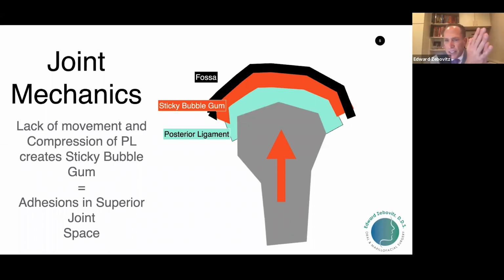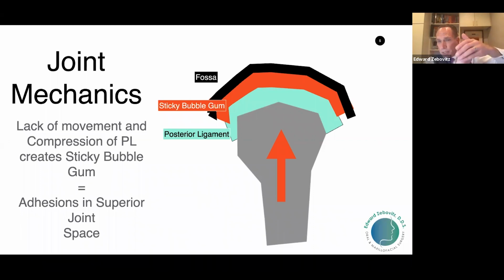And I affectionately describe it as a sticky bubble gum. So you end up getting this suction cup effect. And if it stays here too long, you get sticky bubble gum between the two surfaces. That sticky bubble gum is analogous to adhesions or severe joint space adhesions or scar tissue, for lack of a better term. So does that make sense? We squish really hard, and when we squish really hard, we squeeze all the fluid out of it.